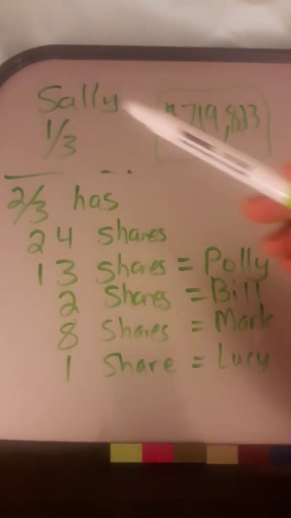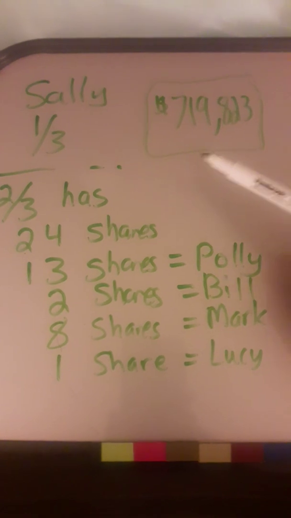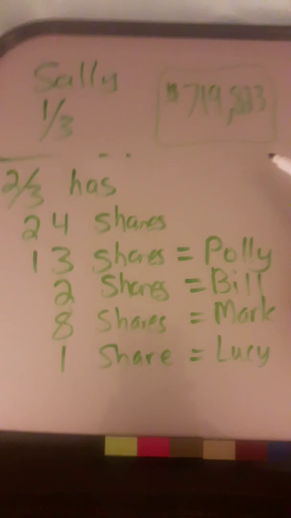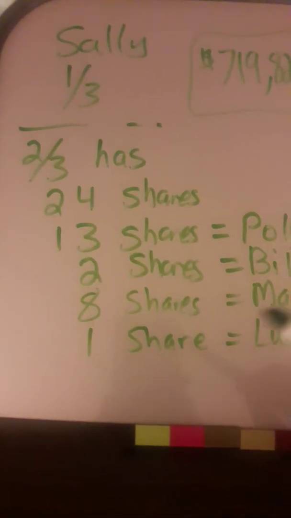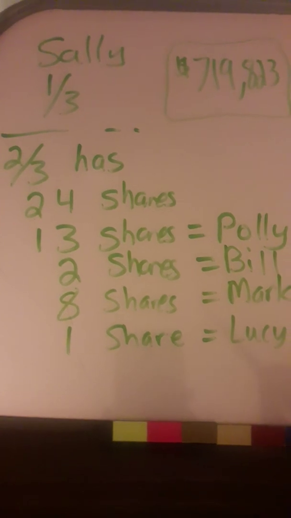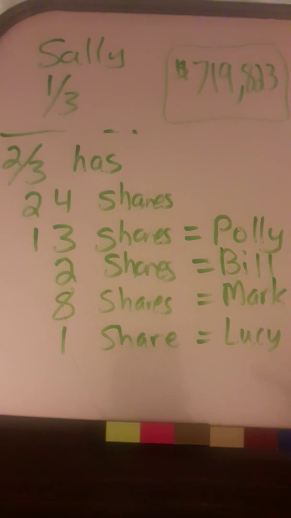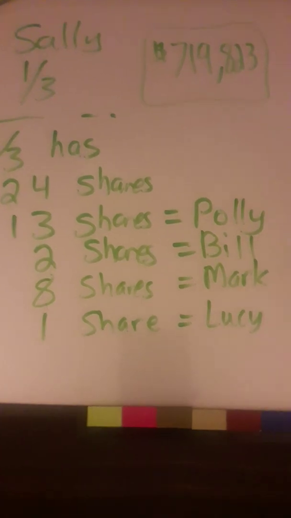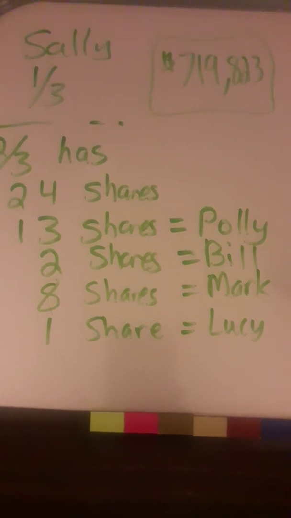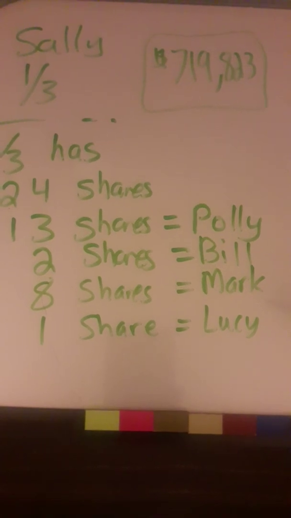Sally owns a company and she owns 1/3 of that company, and last year it made $719,823. The other 2/3 belongs to her investors, and it's divided into 24 shares where each share goes to one investor, or possibly multiple shares go to one investor. Polly owns 13 shares, Bill owns 2 shares, Mark owns 8 shares, and Lucy owns 1 share.